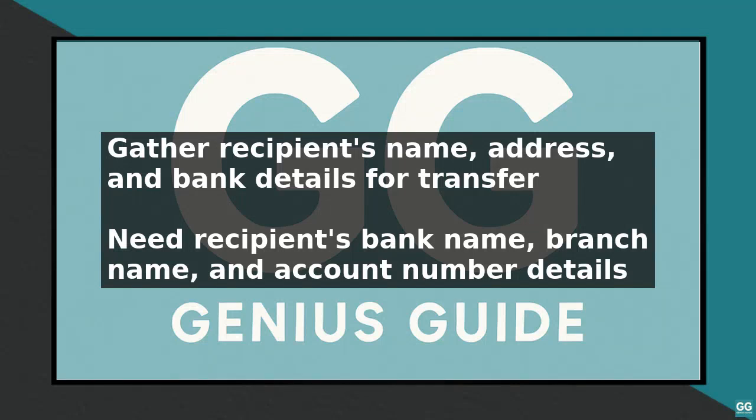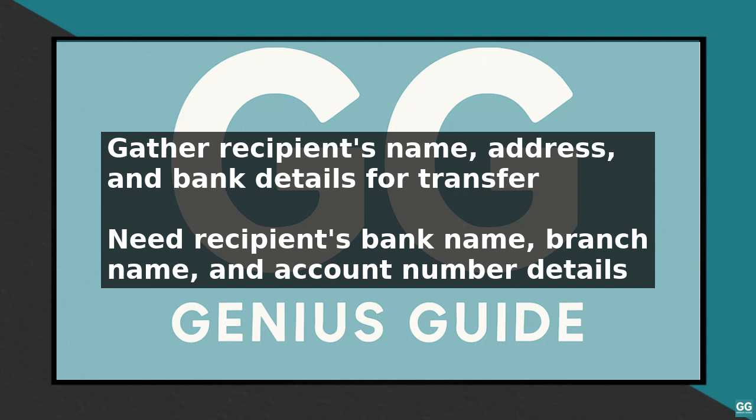To use Absa Bank International Transfer, start by gathering the necessary information, including the recipient's name, address, and bank details. You will need the recipient's bank name, branch name, and account number, as well as the SWIFT code or IBAN number. Next, log into your Absa online banking account or visit your nearest Absa branch.